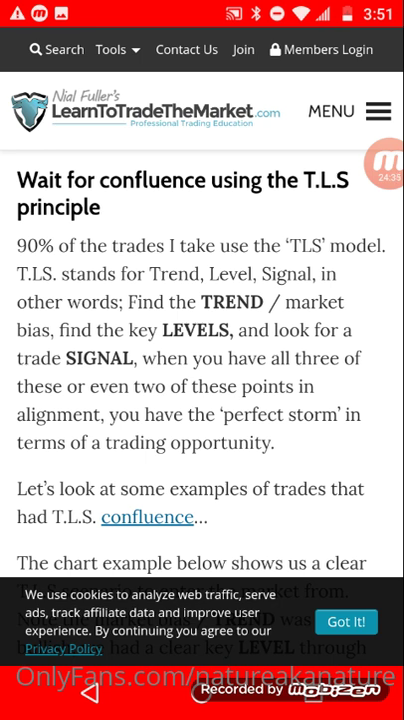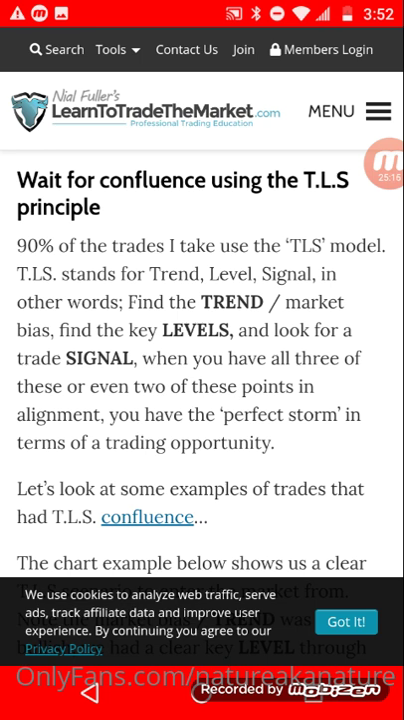So the next one will be to wait for a confluence using the TLC principle. 90% of traders use the TLC model. The TLC model says for trends, you want to identify the trend, and you want to identify key levels, which we're going to talk about. Price will go to a key level of resistance or support before breaking through. So go to a key level of support, the last support, or the last resistance. And also look for trade signals: triple stick candle, three black crows, three white soldiers, bearish engulfing, bullish engulfing.